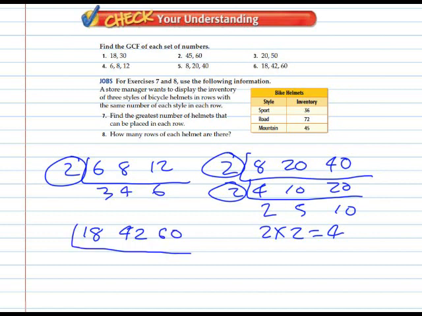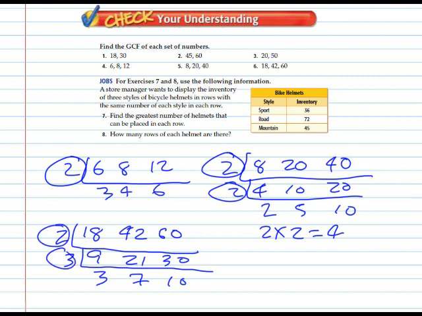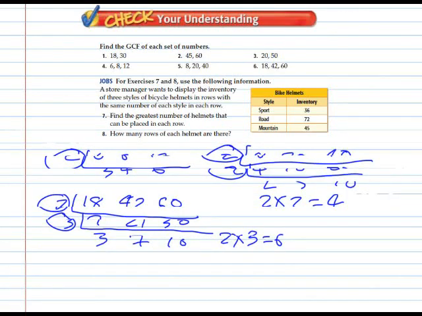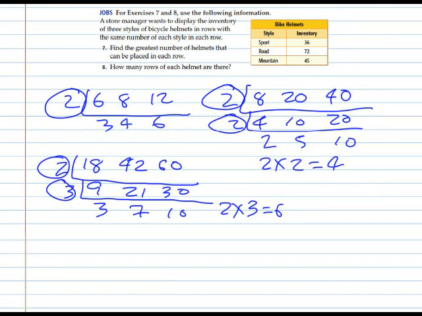18, 42, and 60. Again, 2 as a common factor. Should be easy for students to recognize. 9, 21, and 30 are my results. Those numbers have 3 as a common factor. 3, 7, and 10. 3 and 7 are prime. The only common factor they have with 10 is 1. So my greatest common factor here is 2 times 3, or 6.